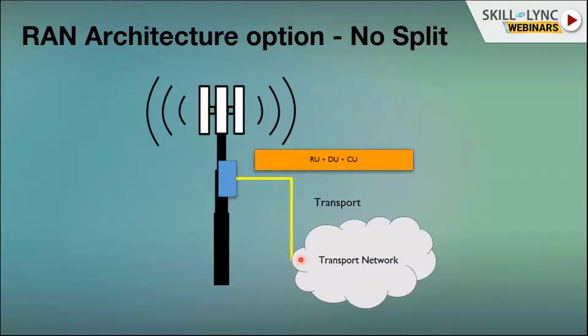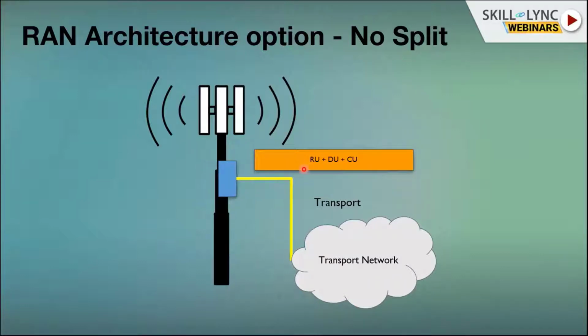In the case of no split, this is a kind of small cell. You can put this in an area where you require a small coverage, say a reception area. Think of it as your router: you plug it into your fiber network, and then it just radiates the Wi-Fi signal. So in this case, what will happen?